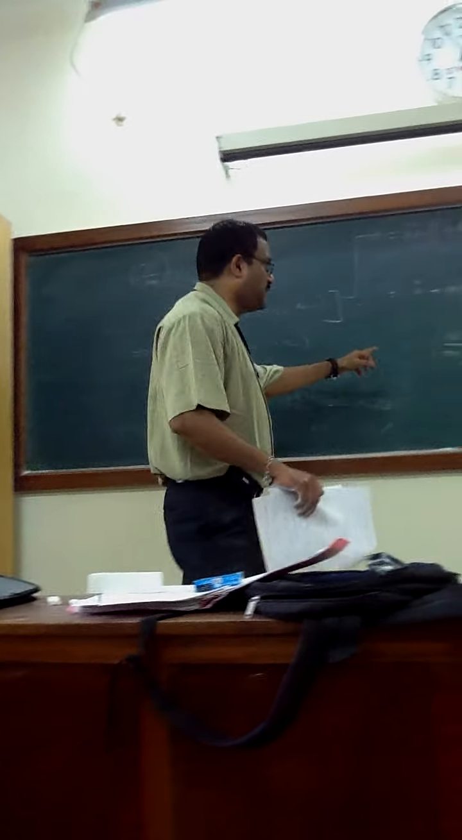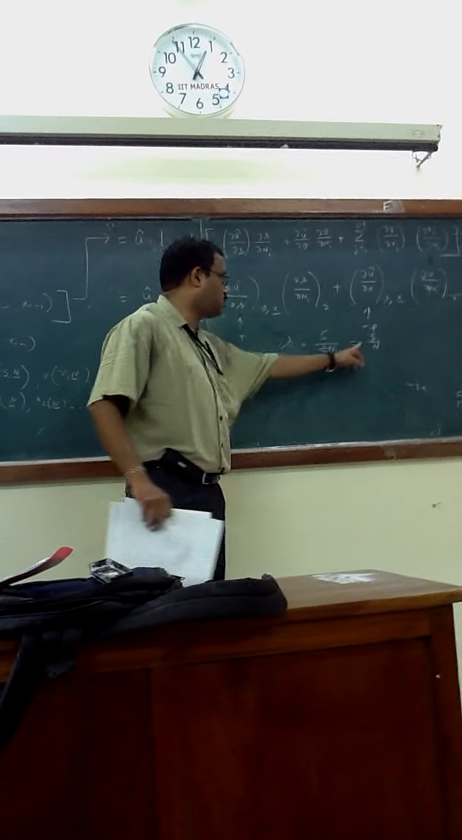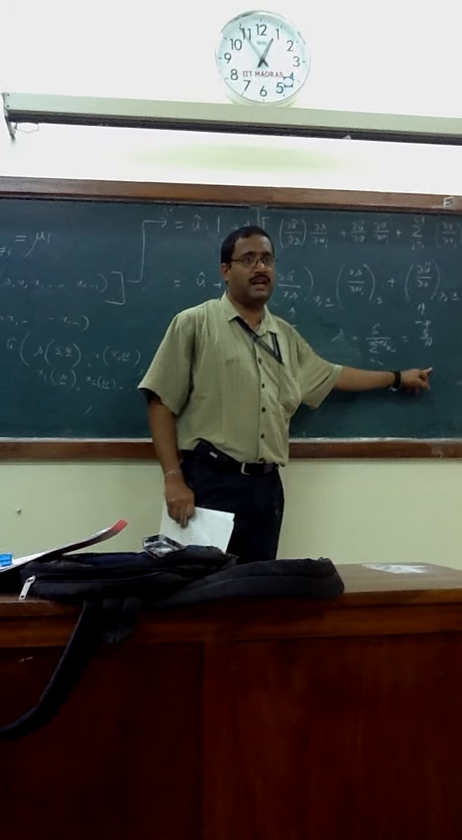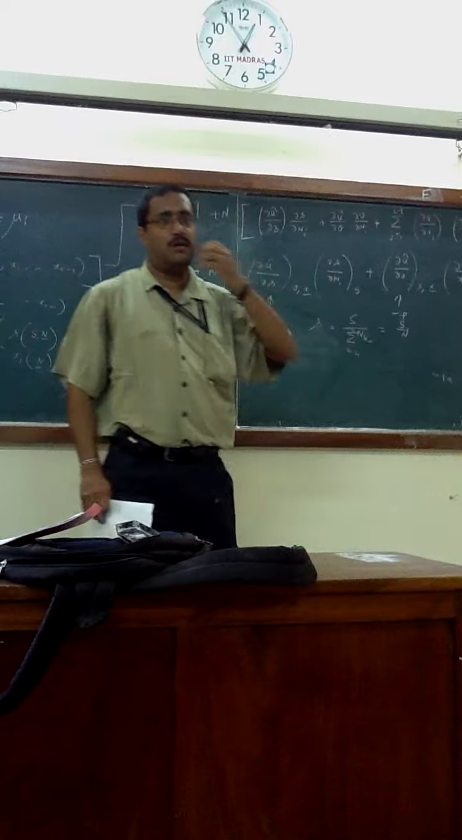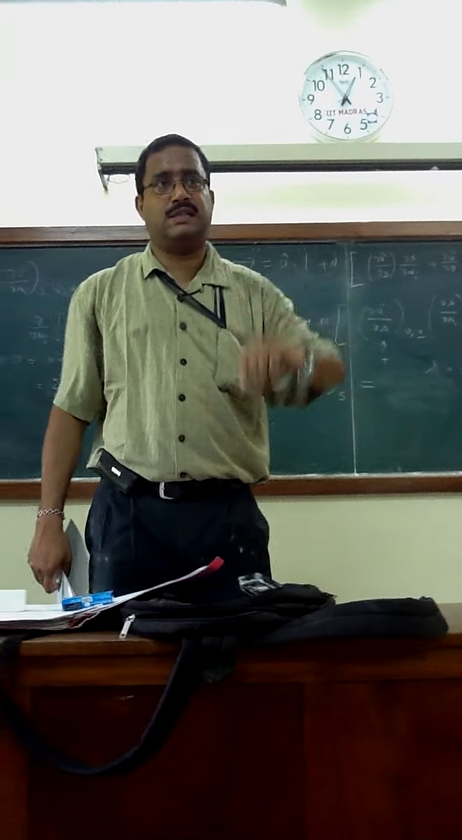You are not doing ∂S/∂n. You are doing ∂s/∂n. If it is ∂s/∂n, you can directly write minus s by n square, into ∂n, which will be 1, yes.